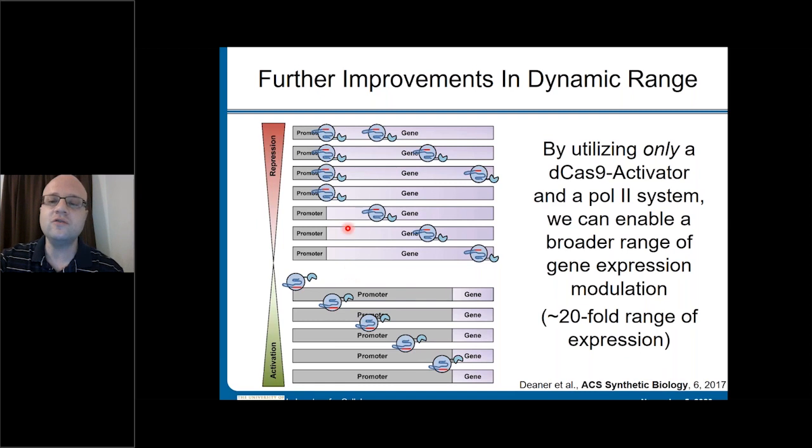And we can also use this dCas9 activator inside the gene as a steric hindrance type of approach and mechanism to be able to get repression. And if we target multiple sites, we get higher and higher repression. So we really can get over about a 20-fold range in expression modulation by using this type of approach, which is sufficient to be able to understand the impact of both strong repression as well as activation.